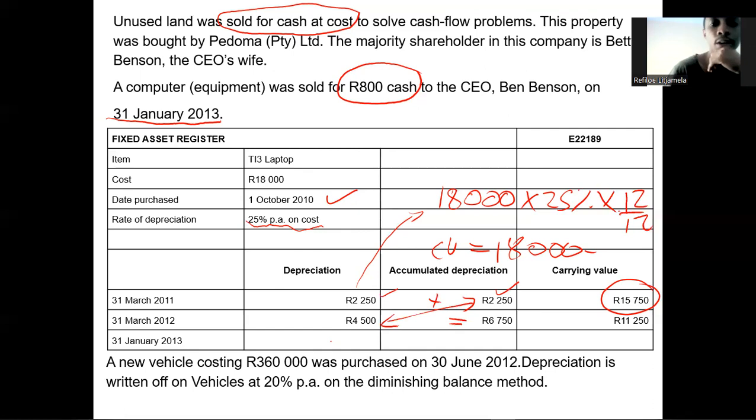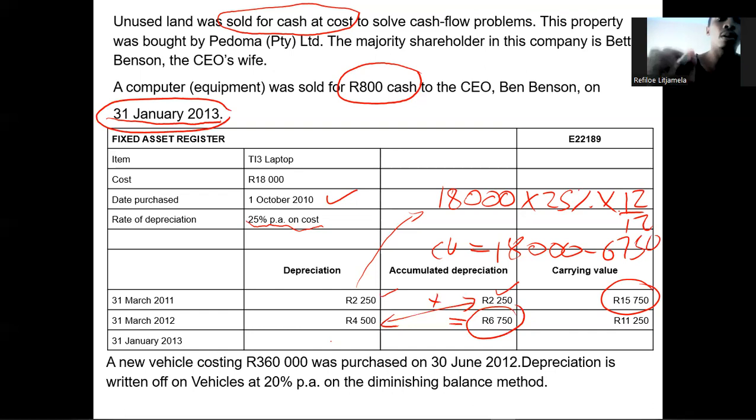When we calculate carrying value for that year, I will simply take the cost price and minus this accumulated depreciation of 6,750, which will give me 11,250, which is the carrying value for the year ending 31st of March 2012. Now comes January 2013, which is the day we sold the asset. I highlighted it up there. So we sold the asset in January 2013.